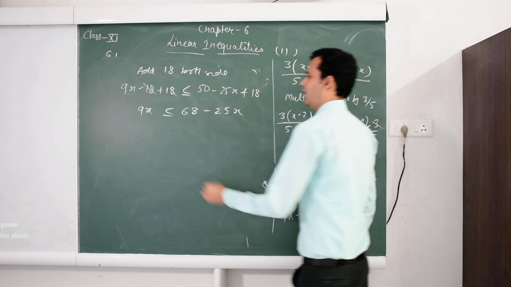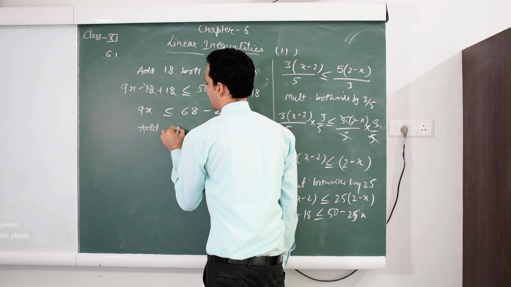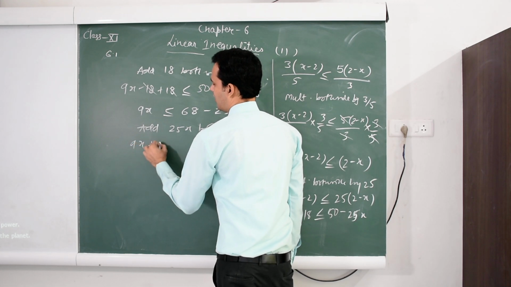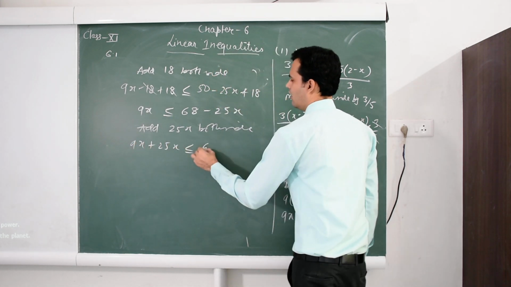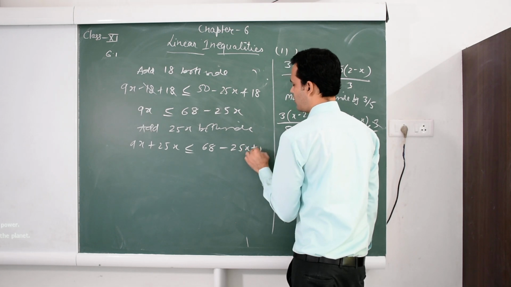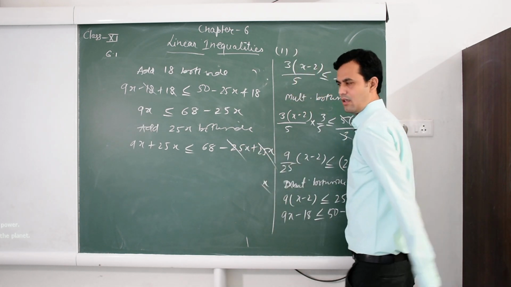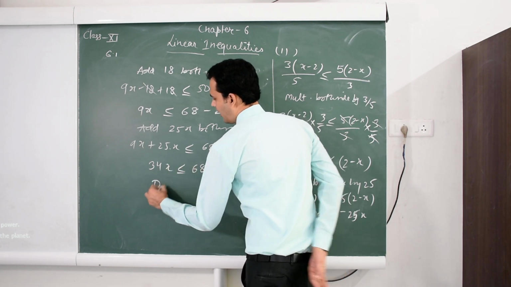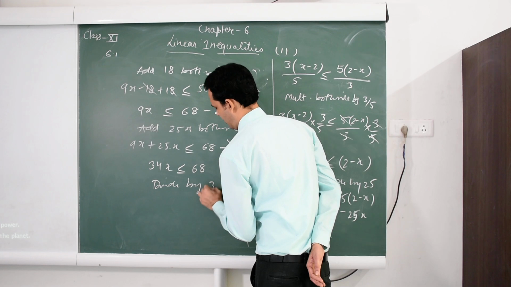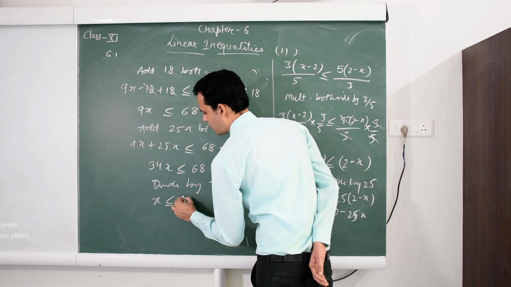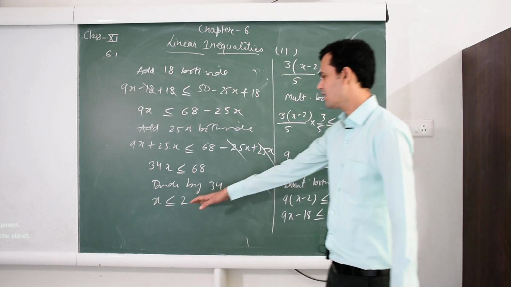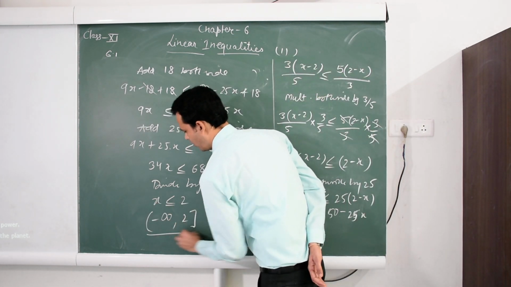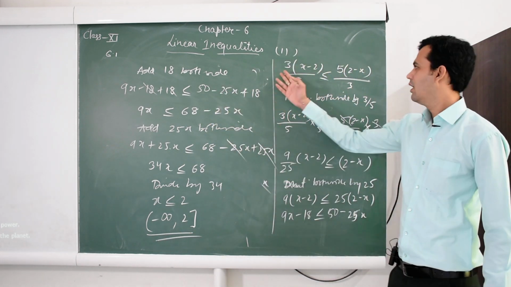Okay. So add 25x on both sides, 9x plus 25x less than or equal to 68 minus 25x plus 25x. These two cancel, 25 plus 9, 34x less than or equal to 68, divide by 34. So we get x less than or equal to 2. So the value of x is less than or equal to 2. It means minus infinity to 2. This is the solution of question number 11.